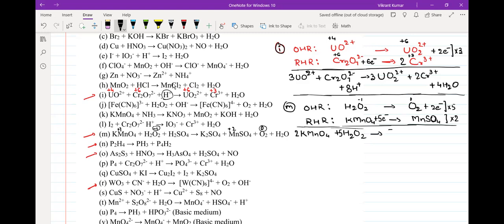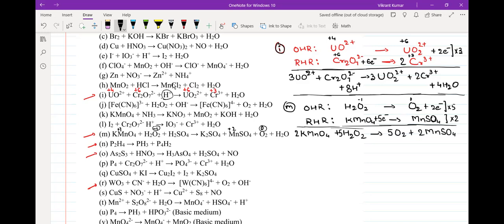That gives you 5O2 plus 2 MnSO4. Now this reaction is molecular, so we don't have to be worried about the charge, but we need to see all the other atoms.